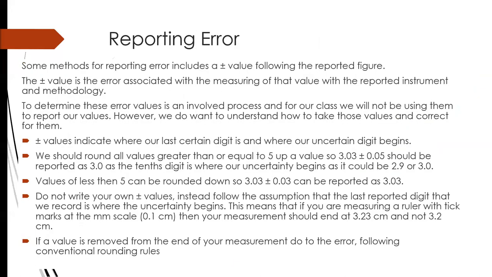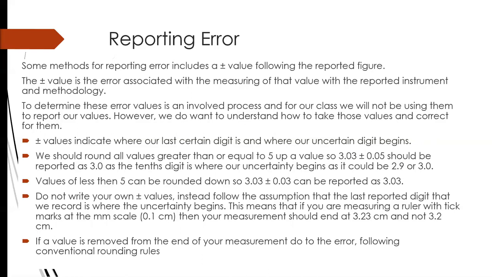All right. The last part for our lab that we're going to talk about is going to be on reporting error. So we talked about uncertainty values. Those are those plus and minus ones. Now, those are there to kind of show the error that we get from either our measurement in terms of the tool or from our technique. And it's actually quite involved in how you come up with those plus or minus values. So we're not going to use that primarily in our class.